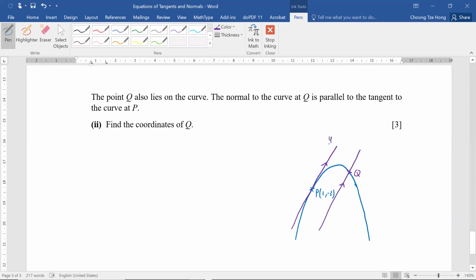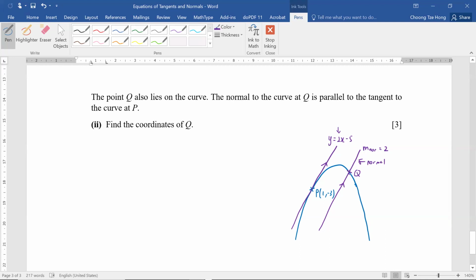Remember that the equation of the tangent is y equals 2x minus 5, right? So this normal over here is parallel to this line. We know that when lines are parallel, they have the same gradient. So the gradient here is 2, which means the gradient of this normal is also equal to 2. They want us to find the coordinates of Q. So how can we find the coordinates of Q?